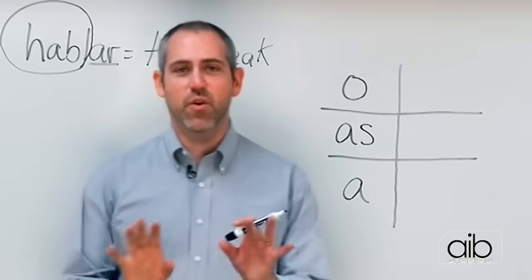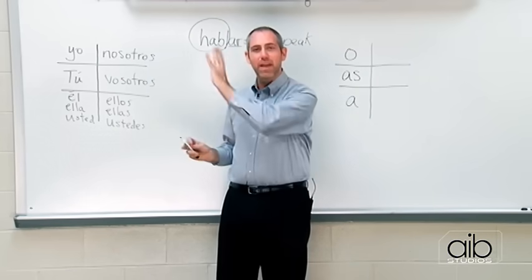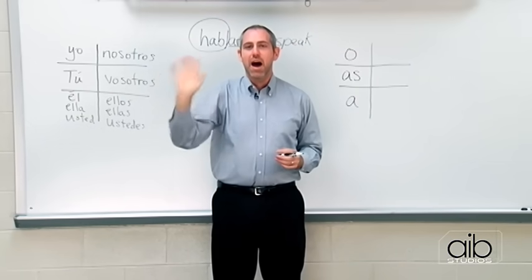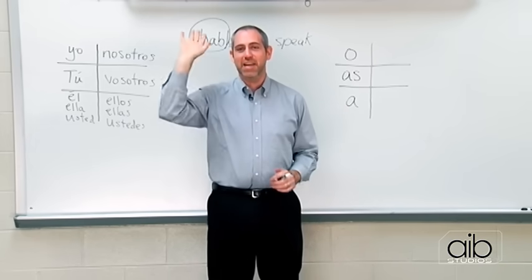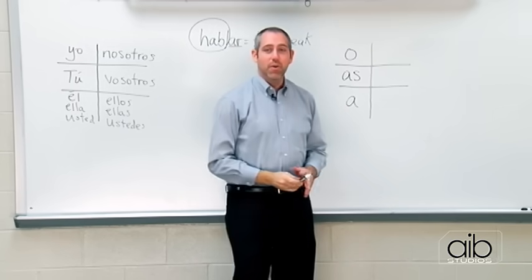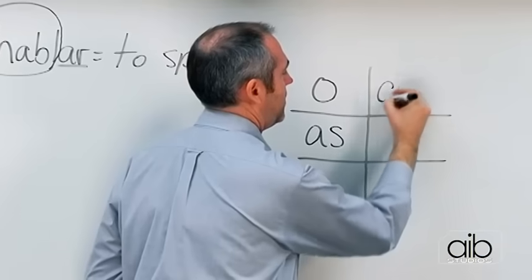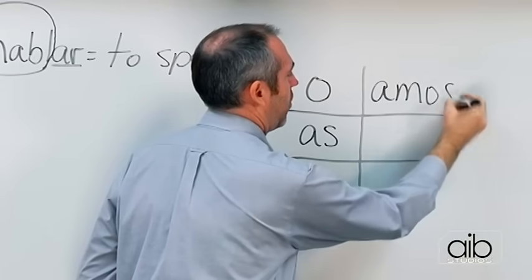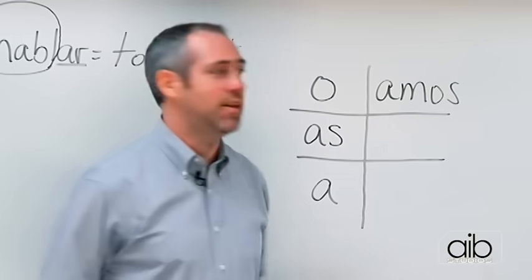So what you want to do is go ahead and start getting this in your mind. I'm going to mirror you. So if you put your left hand up and you kind of say O, as, A. O, as, A. It doesn't take you long to learn those sounds. O, as, A. Now on the right side, we're going to put 3 more. We're going to put up here in the top, amos. Remember the verb ser, somos. You can see a connection there.